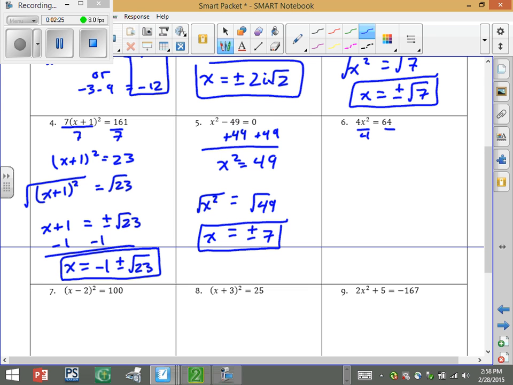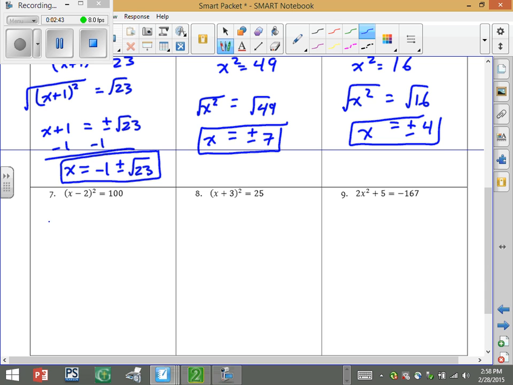Here, divide both sides by 4. 64 divided by 4 is 16. So we have x squared equals 16. Again, this one should be very familiar to us. Just make sure when you do the square root of 16, you do plus and minus 4.